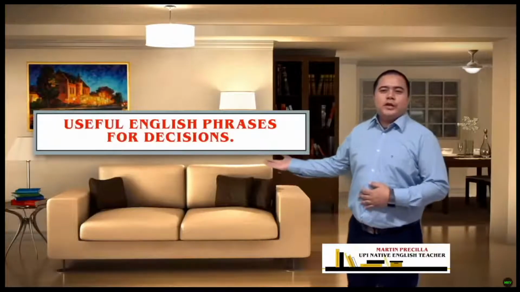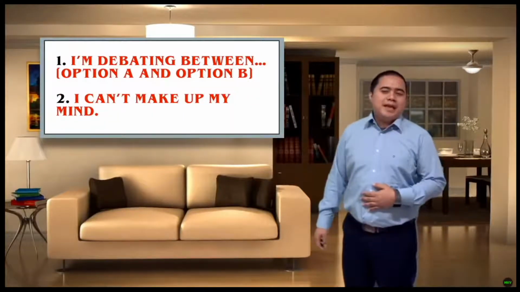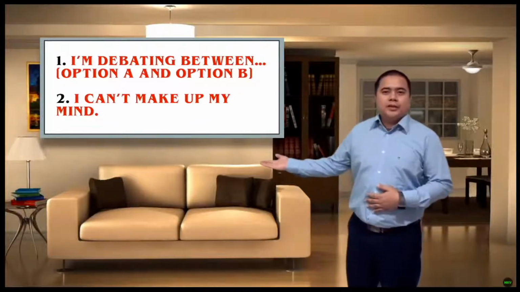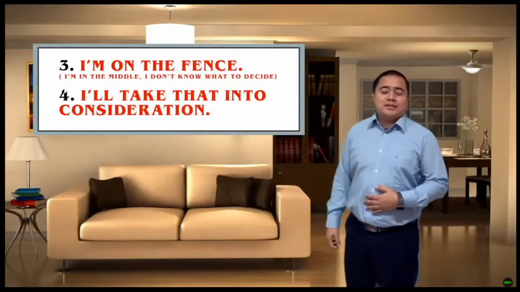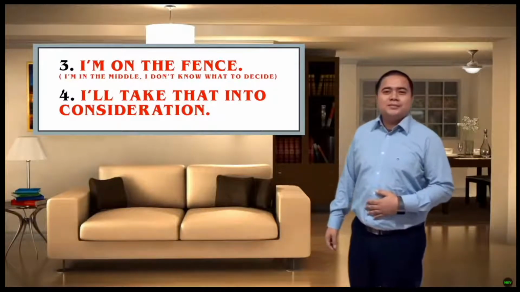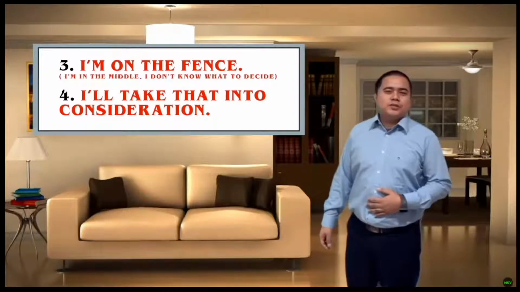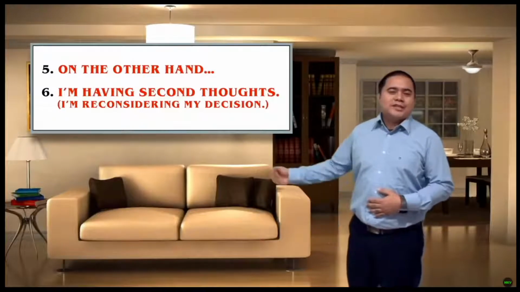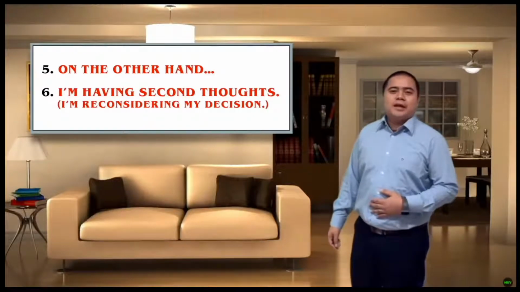Here are some useful English phrases for decisions. Number 1. I'm debating between option A and option B. Number 2. I can't make up my mind. Number 3. I'm on the fence. It means I'm in the middle and I don't know what to decide. Number 4. I'll take that into consideration. Number 5. On the other hand. Number 6. I'm having second thoughts. It means I'm reconsidering my decision.